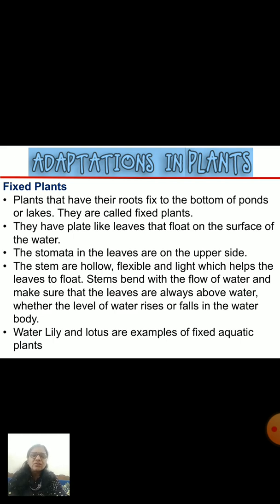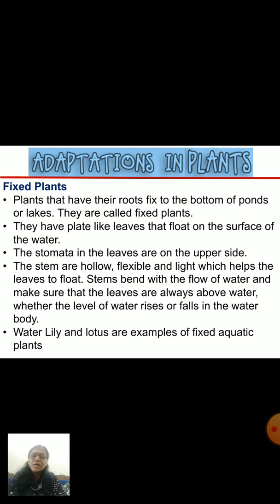And what are the other adaptations? They have plate-like leaves. In the first period I had discussed the plate-like leaves. They are broad so that they can float on the surface of the water. And the stomata in these leaves are on the upper side. If they were on the lower side, what would happen? It would not be able to take in air from the atmosphere, because it would be covered with water. So the stomata in the leaves are on the upper side.